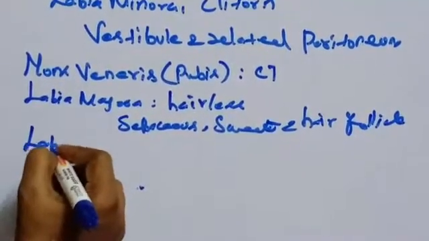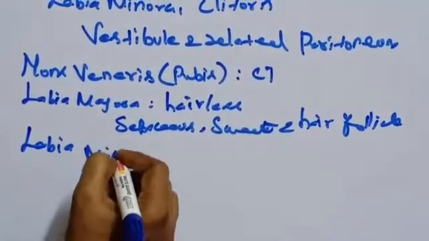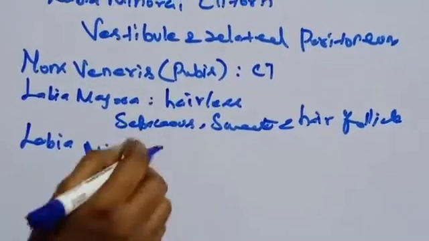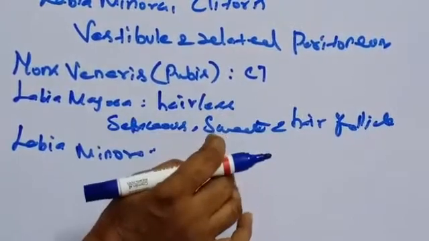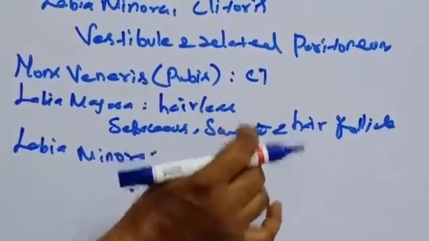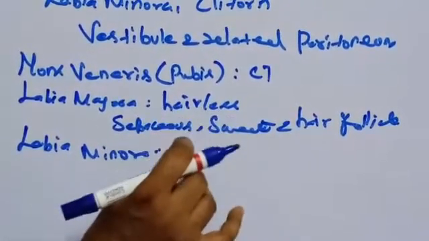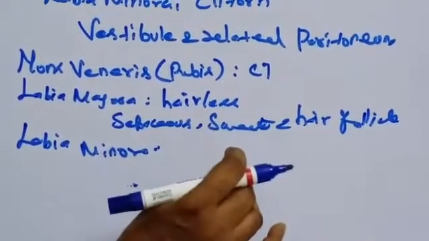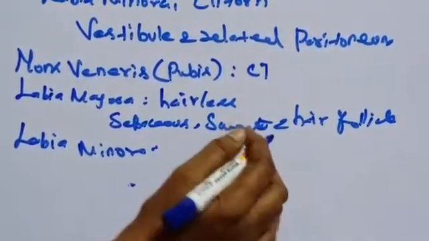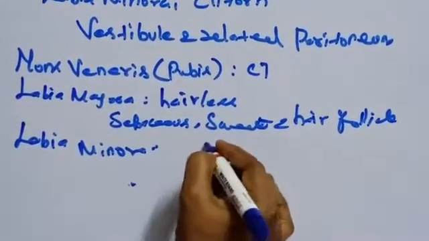The next one we'll see is labia minora. This is also a thin fold of skin, two thin folds of skin present just within the labia majora. The lower portion of the minora fuses across the middle line and forms a fold of skin called fourchette.